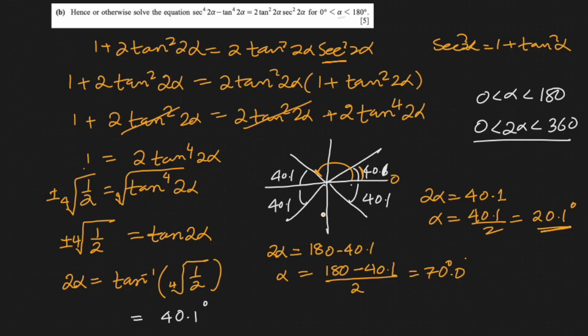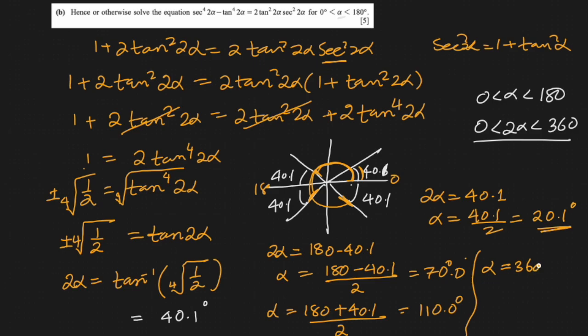Okay. Third, starts from 0, goes and stops in third line here, which is 180 plus 40.1. So alpha will be 180 plus 40.1 divided by 2, which is 220 divided by 2, 110 degrees. And finally we have the fourth angle, which is starting from 0 till this line, which is 360 minus 40. So alpha will be 360 minus 40.1 divided by 2, 320, 160, about 160 degrees.